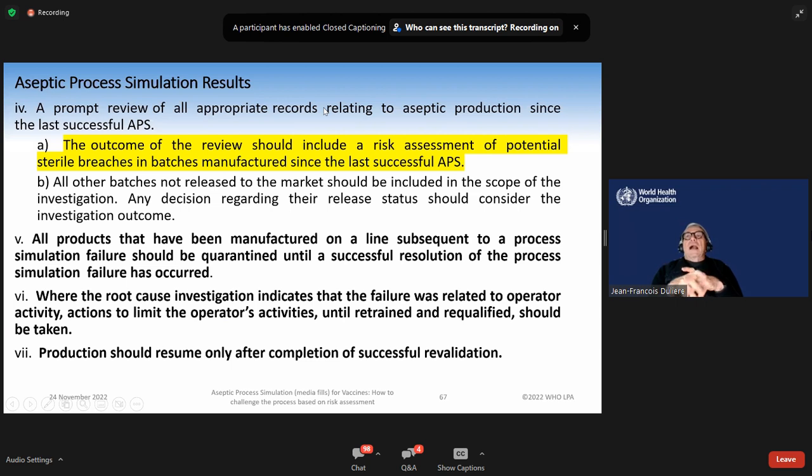So a prompt review of all appropriate records relating to aseptic production since the last APS. We have said that for the aseptic processes, we will need to do a lot of monitoring. All this data, all this information will have to be reviewed and included in the risk assessment to see potential sterile breaches in the batches manufactured since the last successful APS.